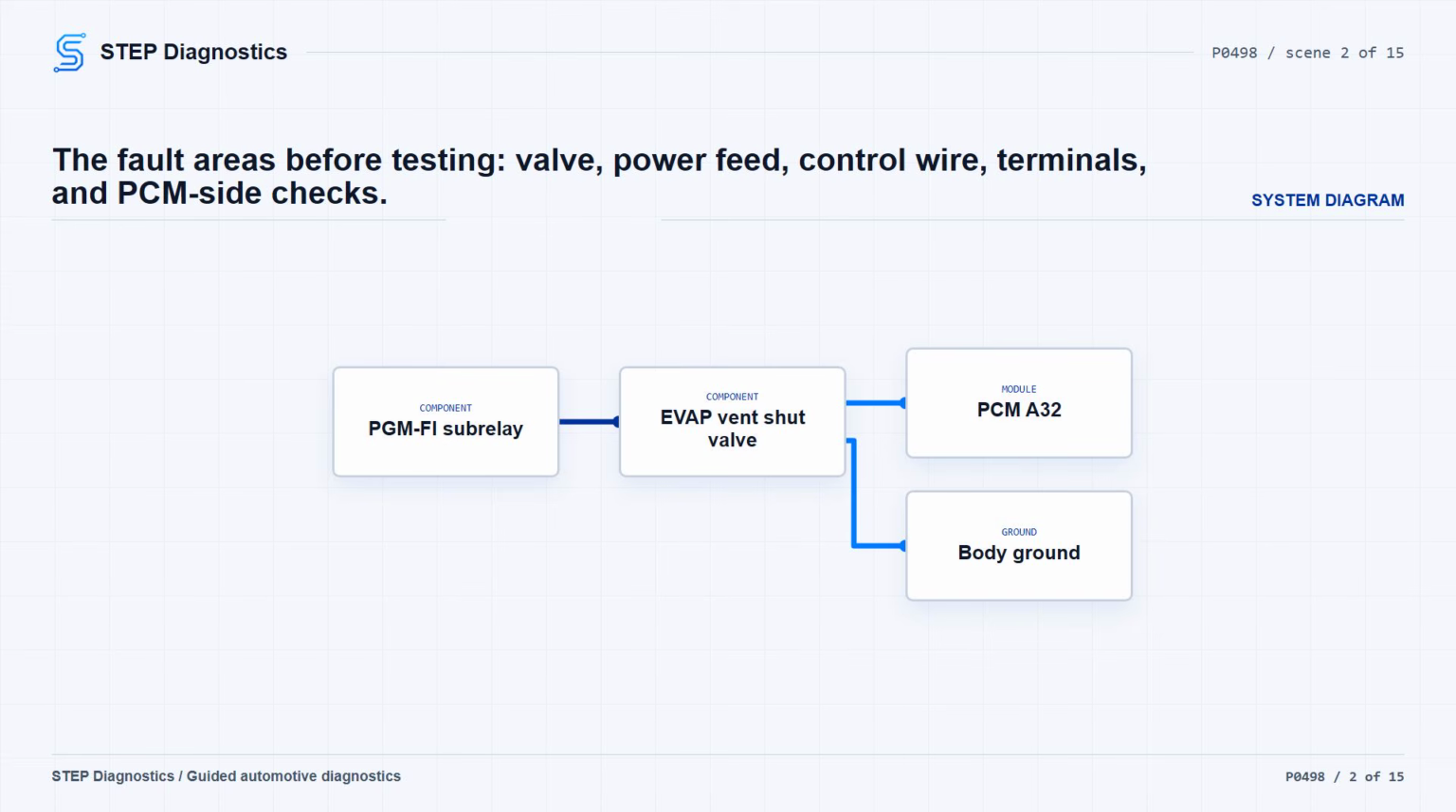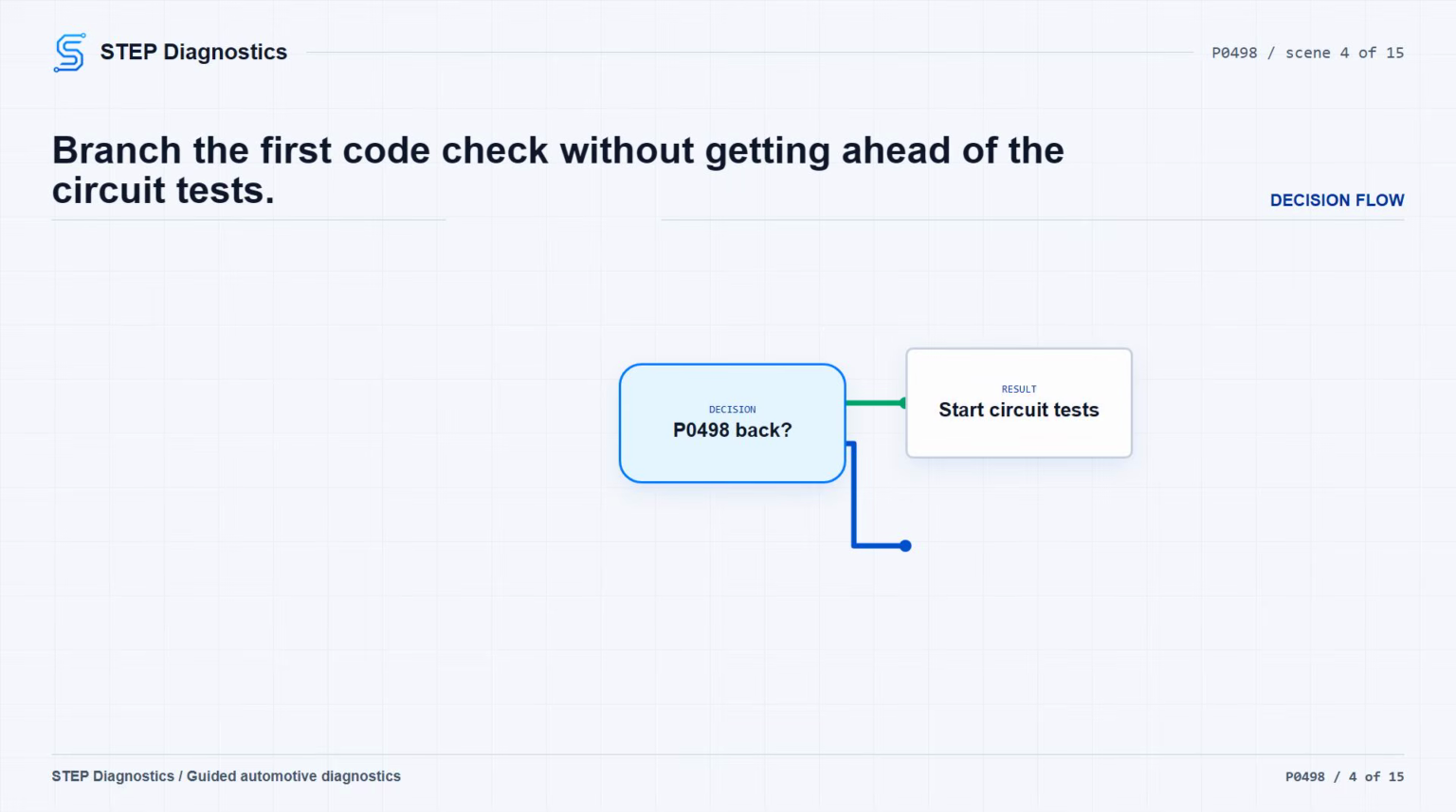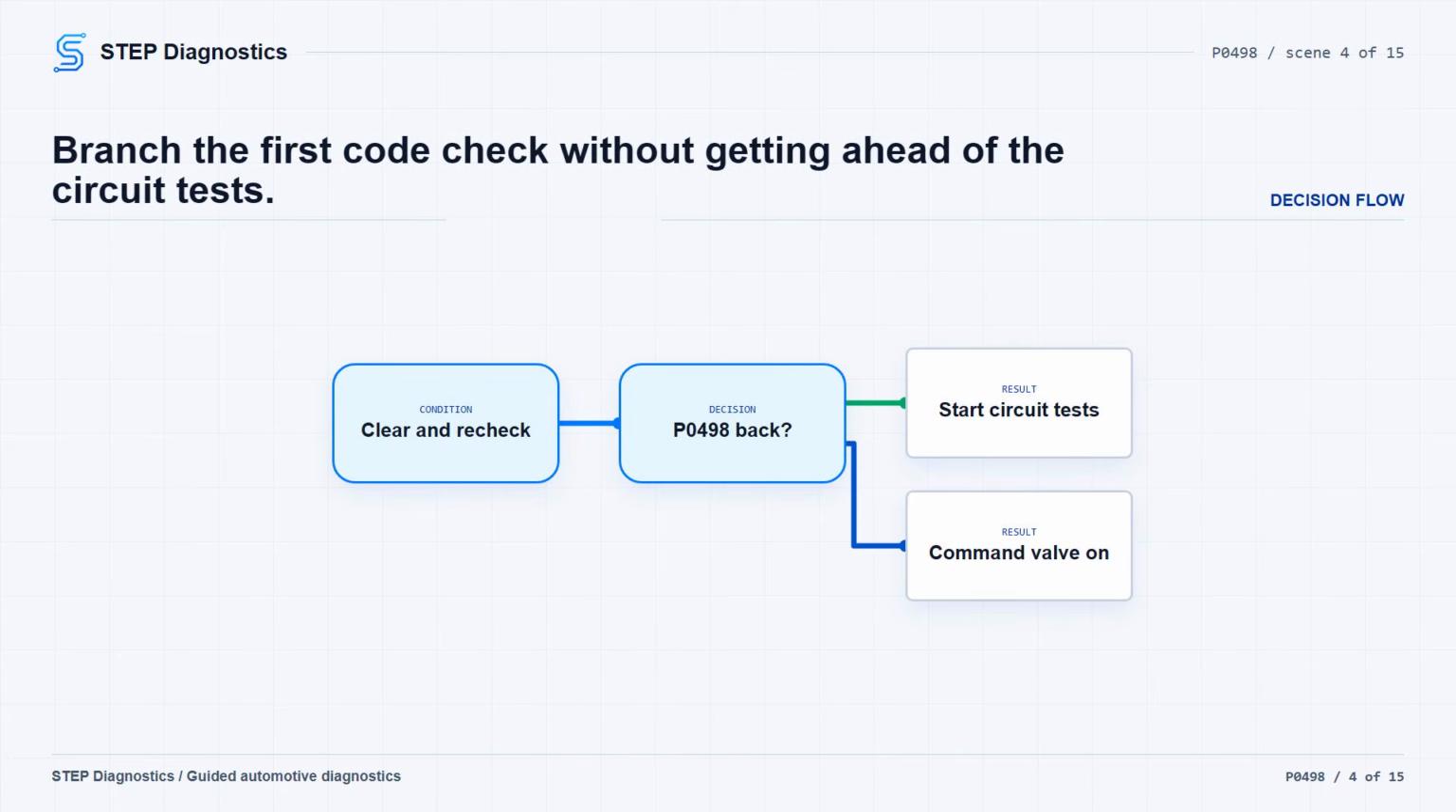Before getting deep into the circuit, start with the basic system checks and follow a structured diagnostic approach. Start by turning the ignition switch to ON (II), or selecting ON mode with the engine start/stop button. Clear the DTC with the HDS, then check for pending or confirmed DTCs with the HDS. If P0498 comes right back, move into the circuit testing. If it does not come back at this point, command the EVAP canister vent shut valve on next so you can try to duplicate the fault.